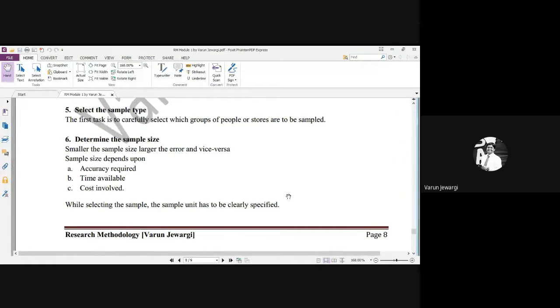It means a researcher should clearly understand what his sample size is. Is that clear? Determine the sample size.